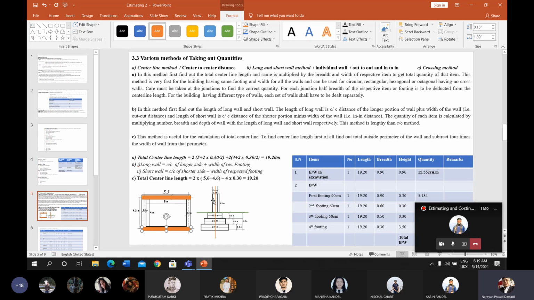But in the case of long wall and short wall, if you make a mistake for the long wall of a single footing, then that may not happen for the other footing, because you calculate each and every footing of the wall respectively. That's why the chance of making mistakes may be nil. That's why this method can be used, and this method is slightly simpler than the center line method.